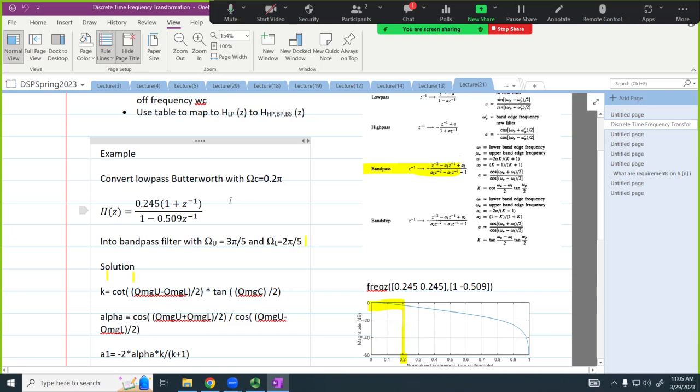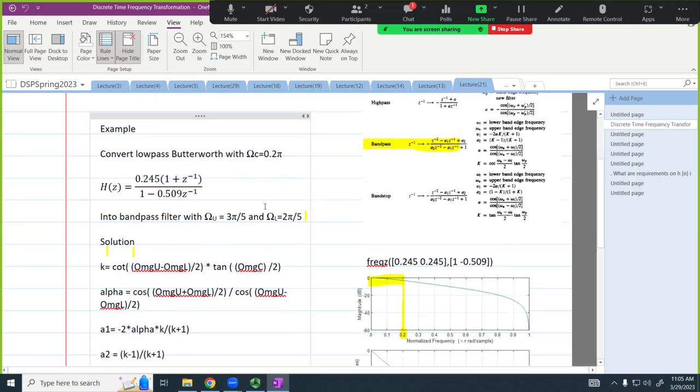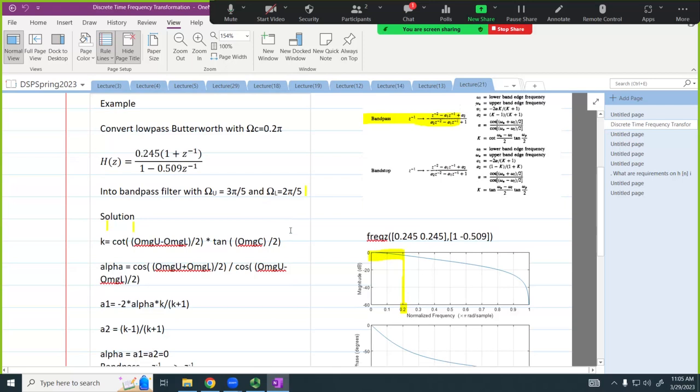So as an example, here is a low-pass filter that has a certain cutoff frequency. Imagine we designed this filter using this cutoff frequency, and then we want to convert it into a band pass filter that has these upper and lower frequencies. And therefore, this is the low-pass filter that is designed with the cutoff of 0.2 pi.